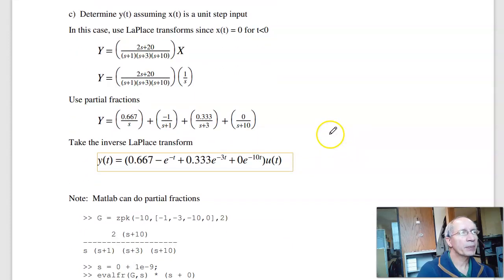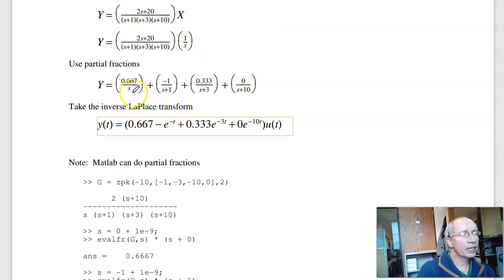Part C says, what happens if I have a step input? So replace X with a step. This isn't in my table, so I'm going to do a partial fraction expansion. For the DC term, plug in S equals 0, evaluate, I get 0.667. For the next term, I cover up S plus 1, evaluated at S equals minus 1, I get minus 1. Likewise at minus 3 and minus 10. And then I can take the inverse Laplace transform. So this is 0.667 minus 1 e to the minus t plus 0.333 e to the minus 3t plus 0 e to the minus 10t.